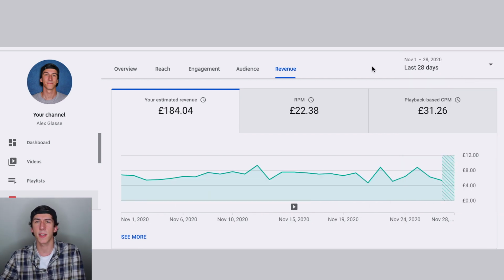So on average, the estimated amount is £184 in a 28-day period. So basically a month. Just working from that figure, if we look at that as an annual income, that's essentially £2,200 a year. You can think what you like about that, but it's really not a lot of money. It's definitely not a livable income. But it's worth noting that I do have a full-time job as well, so this is more just a fun side project for me.